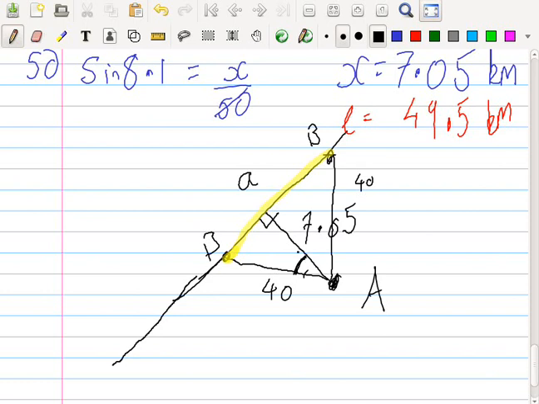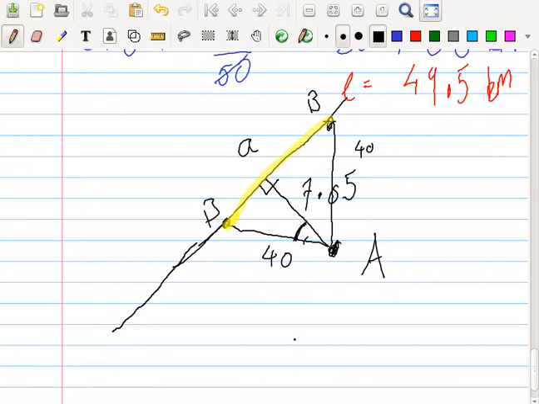This is the adjacent, and this is the hypotenuse. So what do I use? Cosine. Thank you, Hassan. Cosine. Let me call this angle x. Cos x equals 7.05 over 40. So someone tell me what the x is.